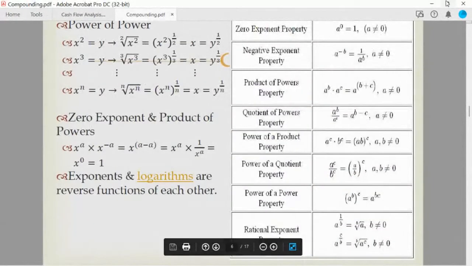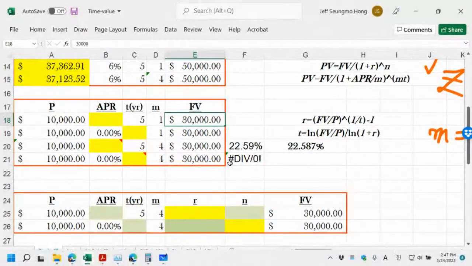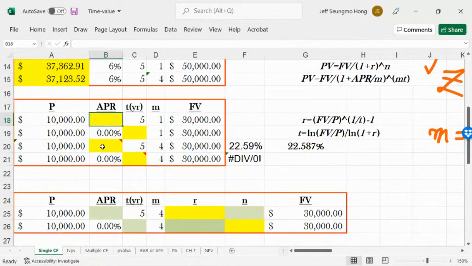So knowing this, let's take a look at it. What time is it? We have about 3 minutes, so we can do this. So let's go to row 18. It's obvious. You put $10,000 principal in the bank today, and you put it for 5 years. So in 5 years, you want it to grow to 30,000. And what should be the APR? What should be the annual rate? We know what to do. Let's do this together.